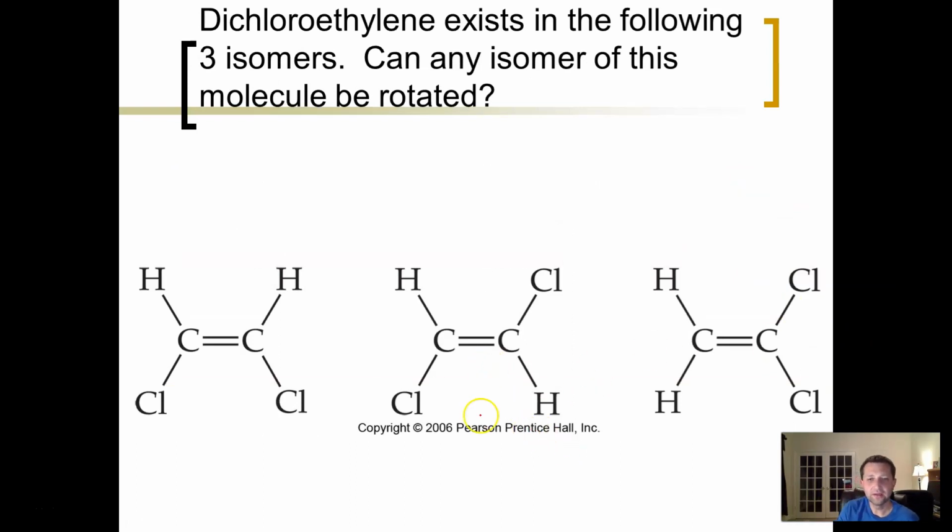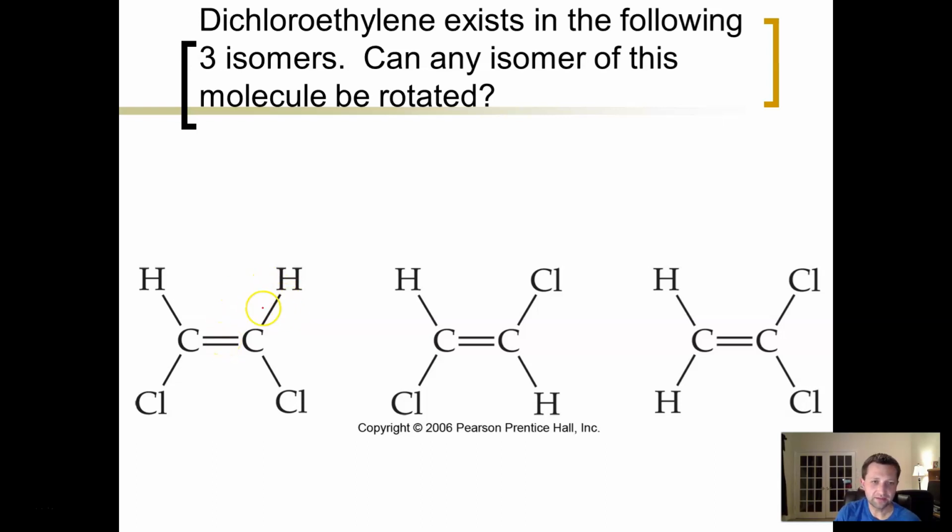Okay, so the one in the middle, or the one on the left, is the one we started with. Okay, then you have these two more. So let's look at the three isomers to wrap up the lesson here. Can any of the isomers be rotated? So that is a no, right? Double bonds you cannot rotate.